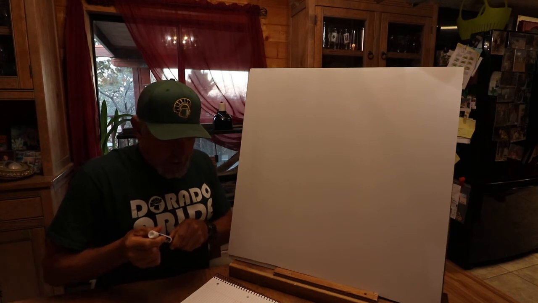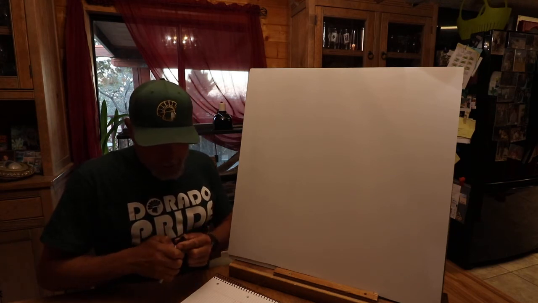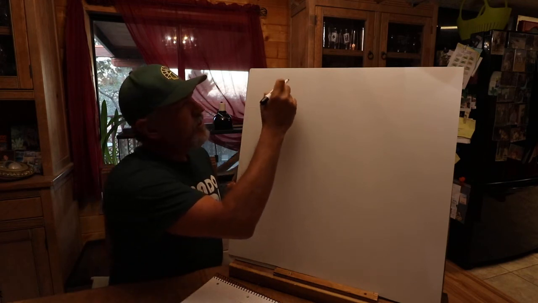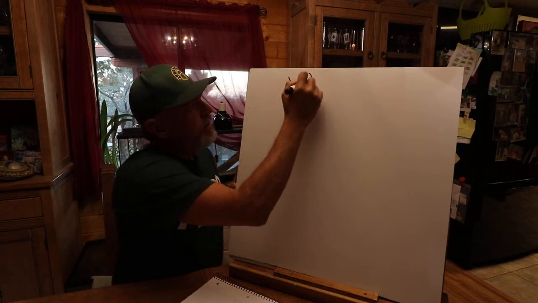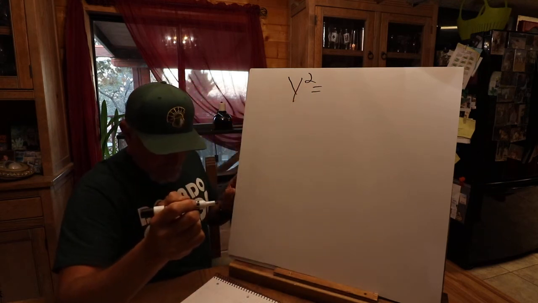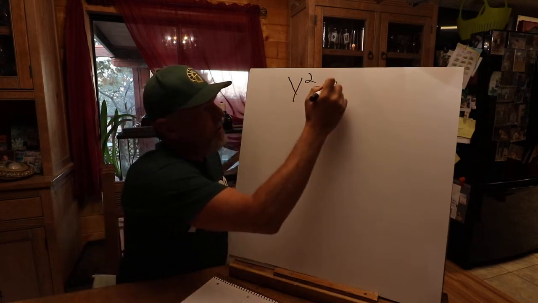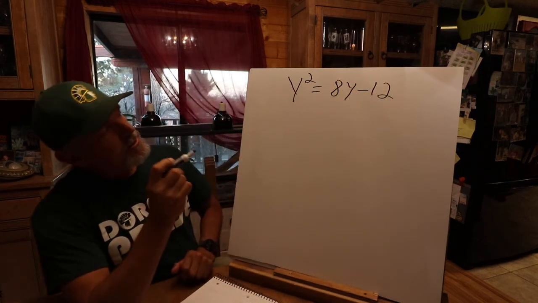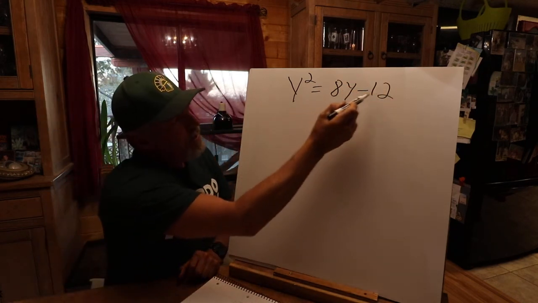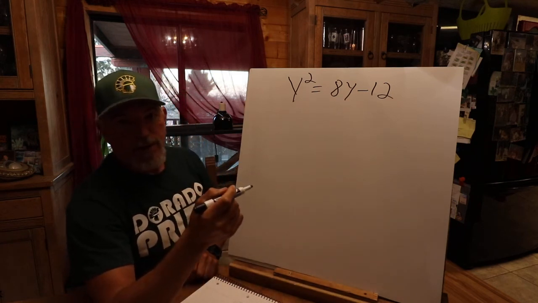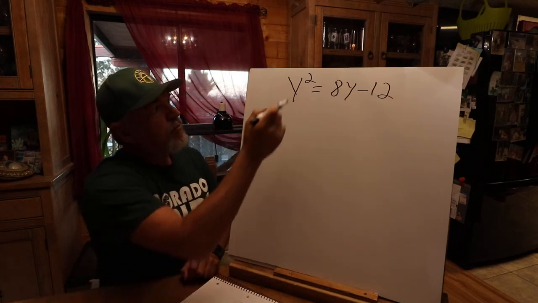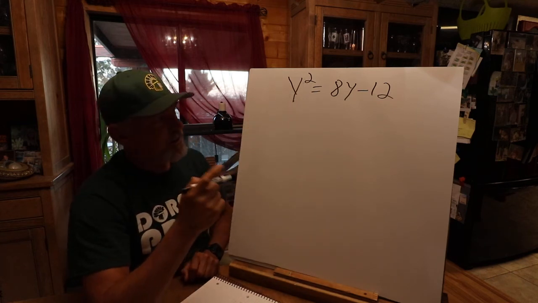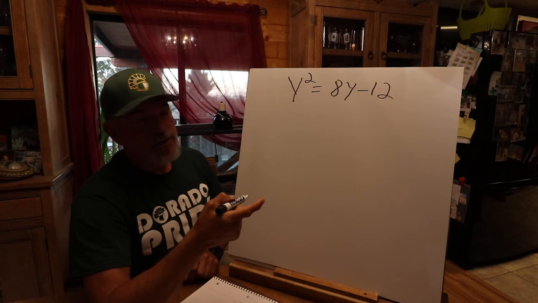The second example is not going to be set equal to 0 and not in order. So we're going to start off with y squared equals 8y minus 12. This is not equal to 0. The 8y and the minus 12 are on the other side of the equal sign, and we need to change that. Remember, this power of 2 tells us that this is a quadratic. It tells us that there's going to be 2 answers.